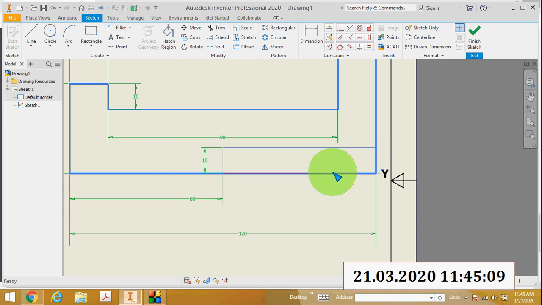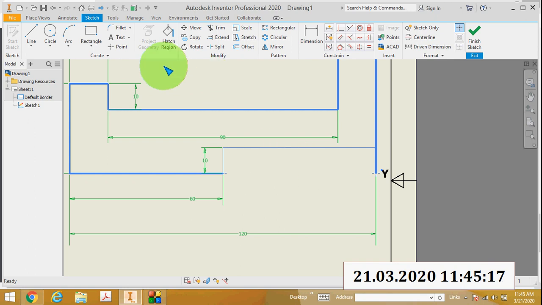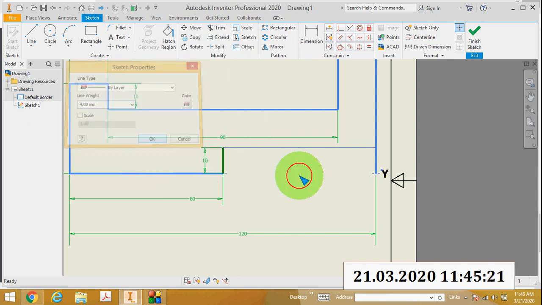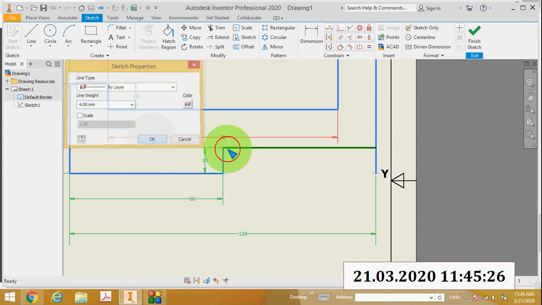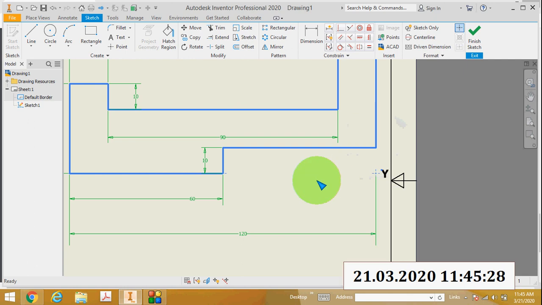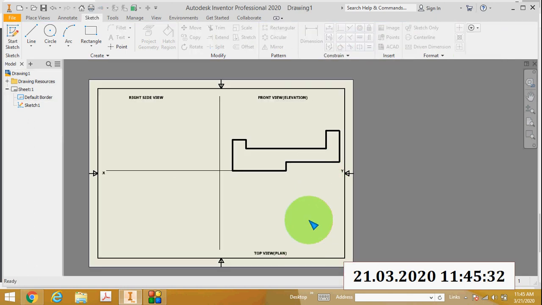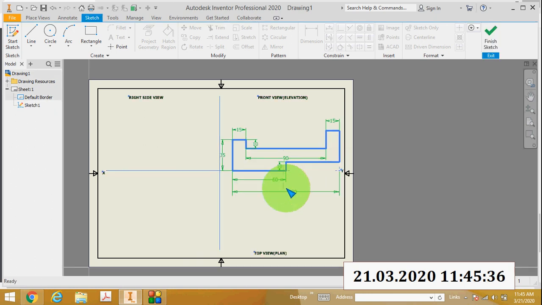Okay, I will delete this portion. So this is the final front view, and I will delete this portion also. Okay, see, this is the front view. Then I will draw the top view.